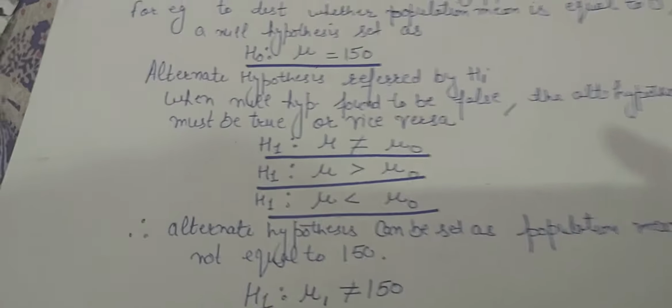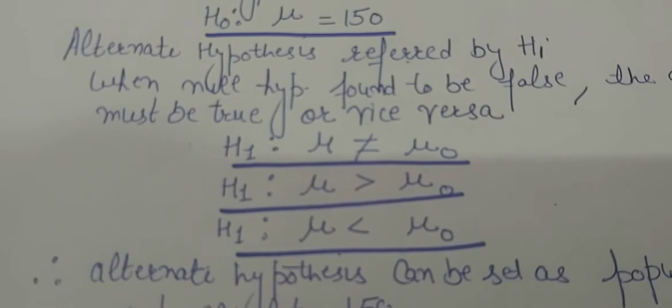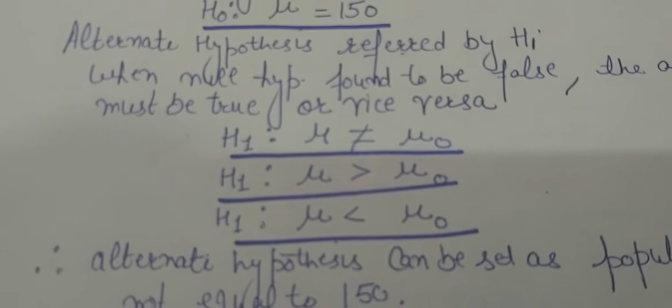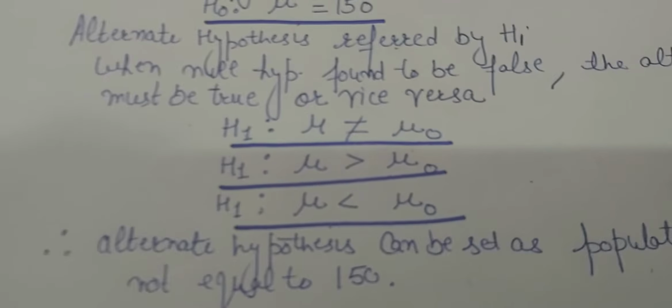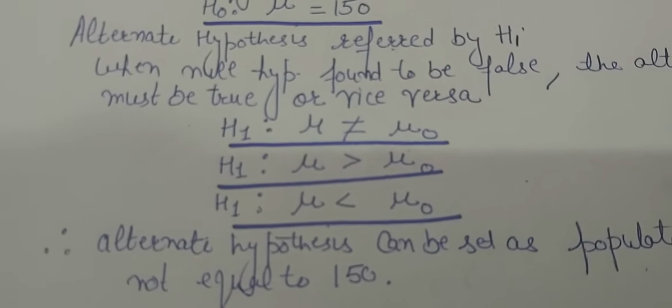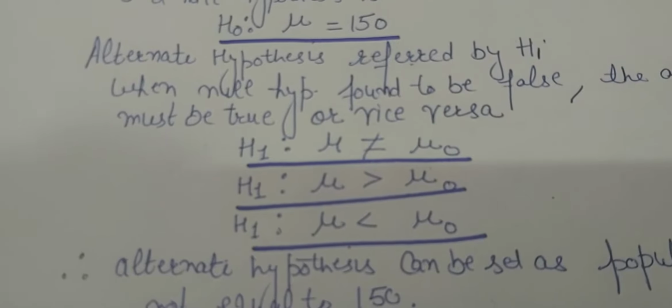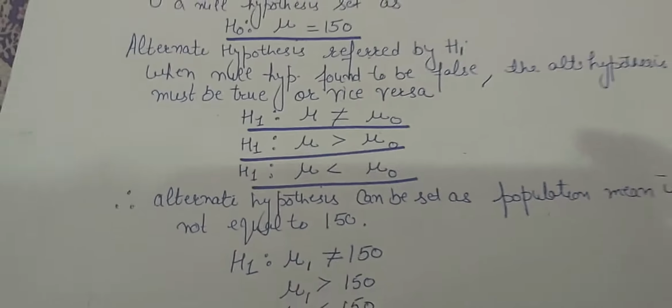So you can look at it as mu is greater than mu 0, and the third H1 is mu is less than mu 0. It means your population mean is less than the hypothesized mean. So we have three conditions: mu is not equal to mu 0, greater than, and lesser than.